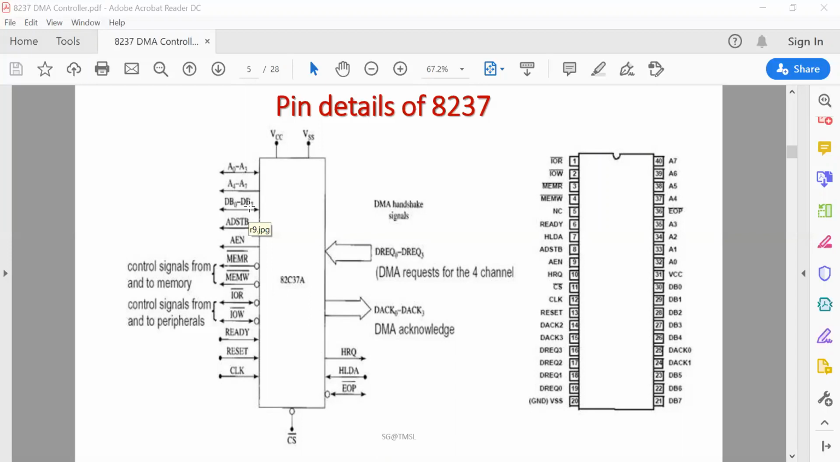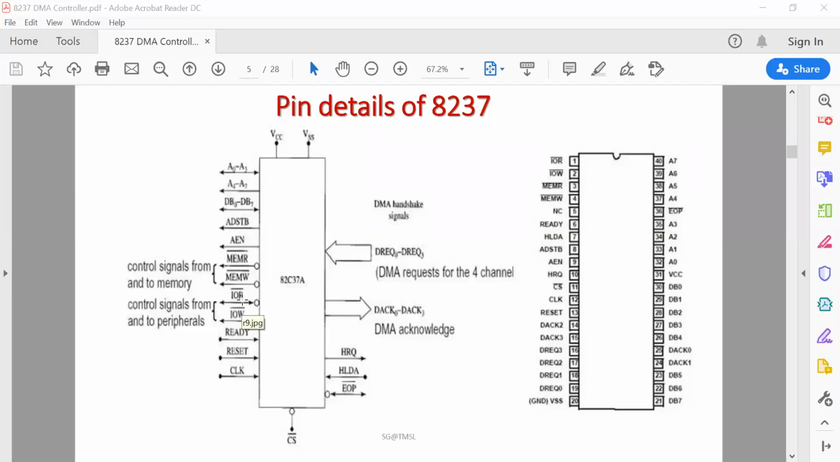Now in memory to memory operation, the 8237 fetches the data from the memory using these lines during the read memory transfer cycle, and the data is also transferred to the memory on these 8 lines during the write memory transfer cycle. Okay. The next is the IO read and IO write.